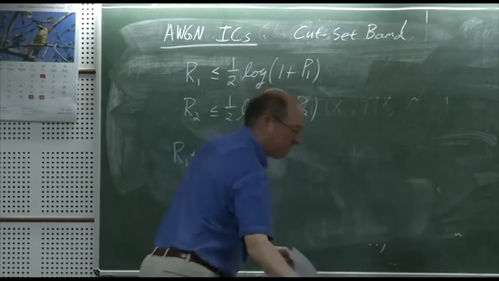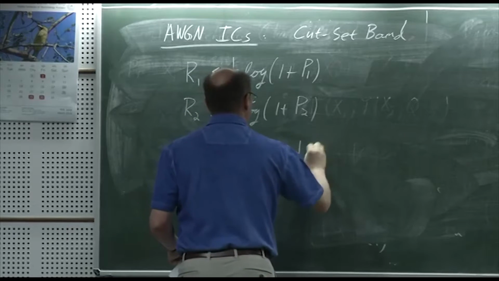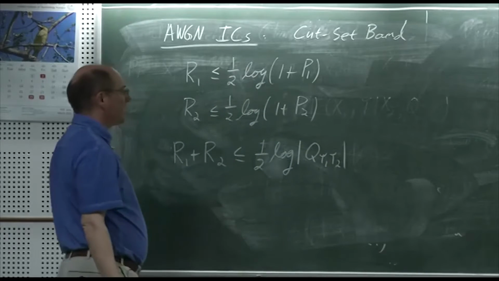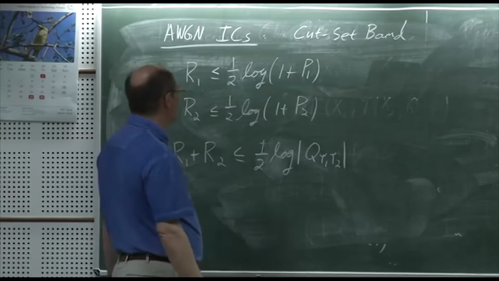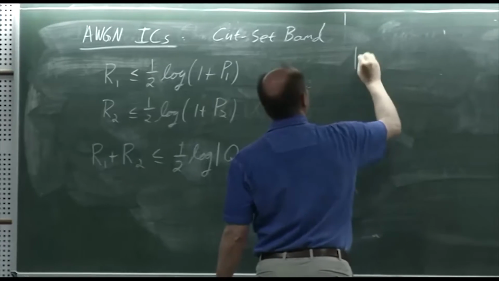Looks like this. 1/2 log det Q of y1, y2. Okay, so we could compute now what Q of y1, y2 is. Let's do that maybe.